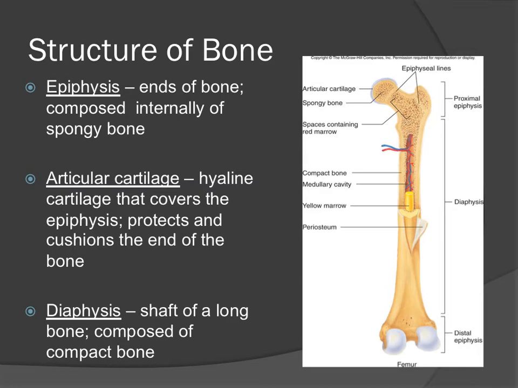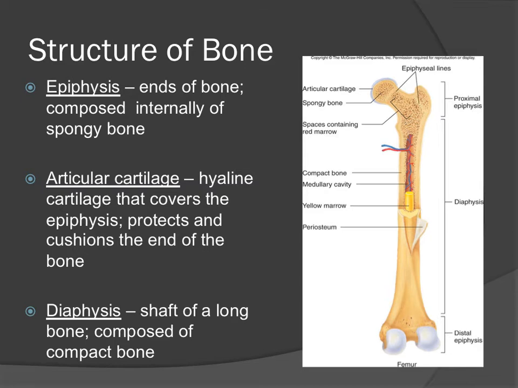It is initially separated from the shaft by a section of cartilage that eventually ossifies so that the two portions fuse together. Then the articular cartilage, this is hyaline cartilage that covers the epiphysis, protects and cushions the end of the bone, covers the end of the bones where they come together to form joints, and it allows the bones to glide over each other with very little friction.